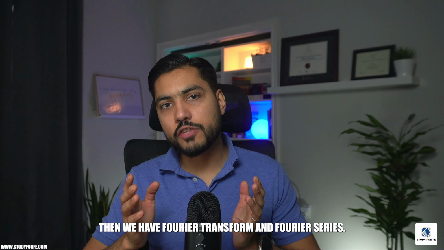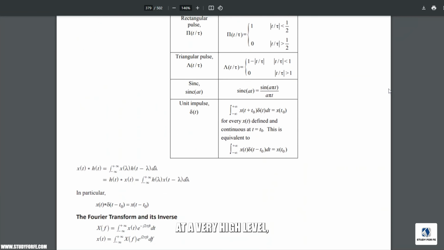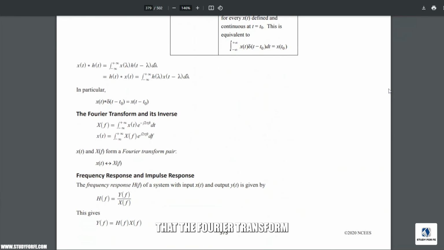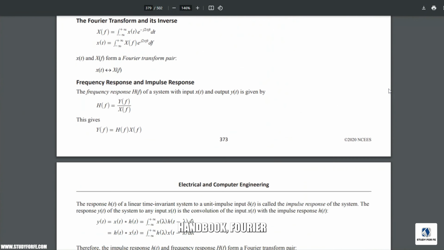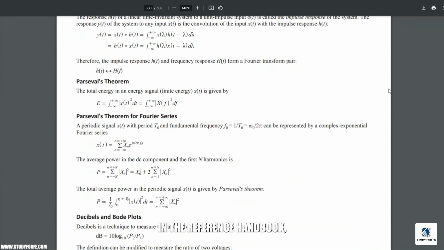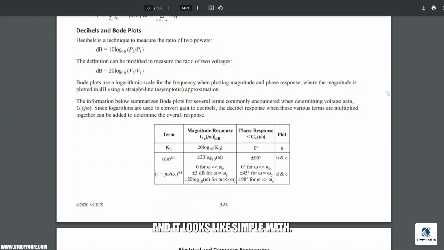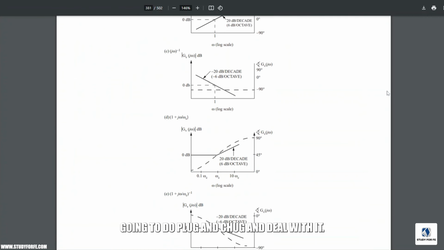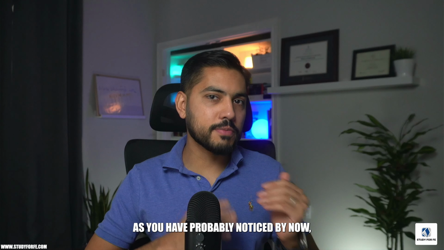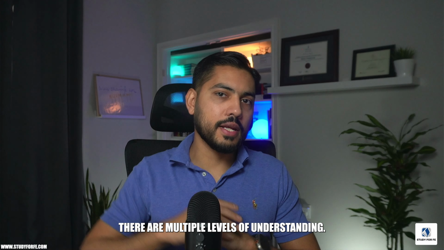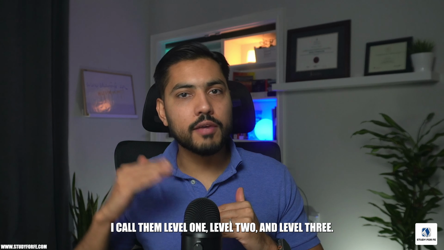Then we have Fourier transform and Fourier series. At a very high level, you can convince yourself that the Fourier transform pairs are given in the reference handbook, Fourier series summation formulas are given in the reference handbook, and it looks like simple math. When a question shows up, I'm going to do plug and chug and deal with it. As you have probably noticed by now, there are multiple levels of understanding. In my program, I call them level 1, level 2, and level 3.